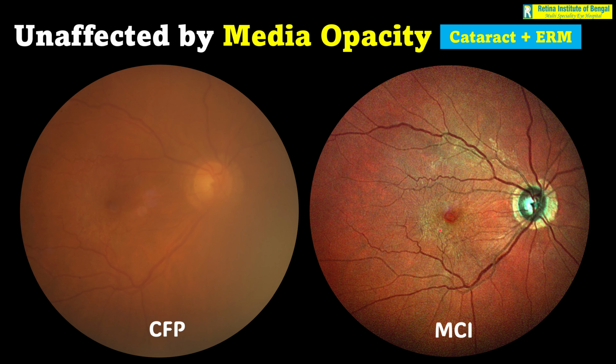Look at the multicolor image. Everything is clearly seen. The media opacity is not degrading the image nasally. And look at the epiretinal membrane, which stands out prominently, and you can even make out that this epiretinal membrane is circumferential to the fovea, which also tells you what effect this epiretinal membrane may have on the post-op vision.